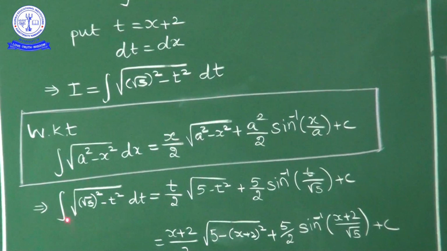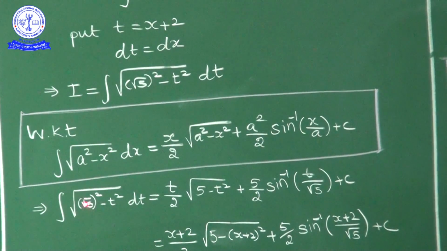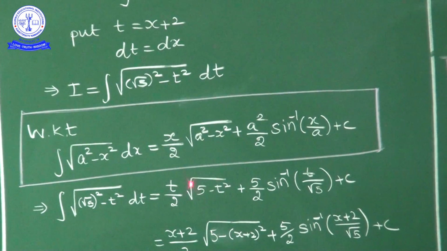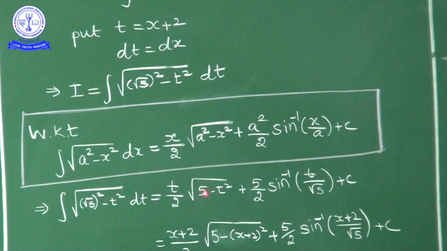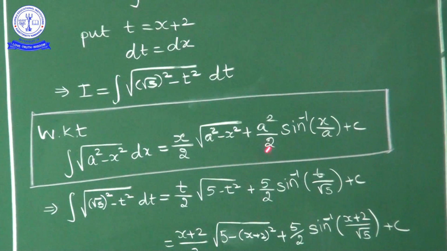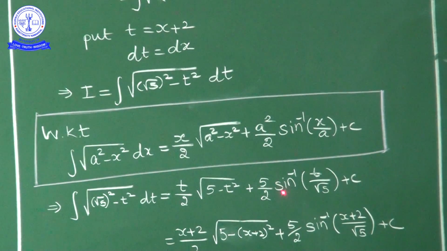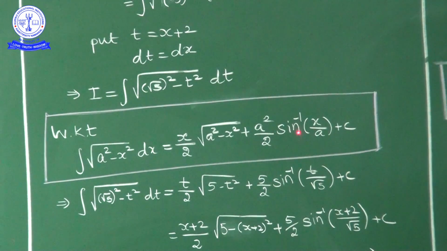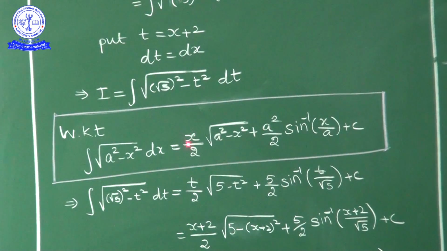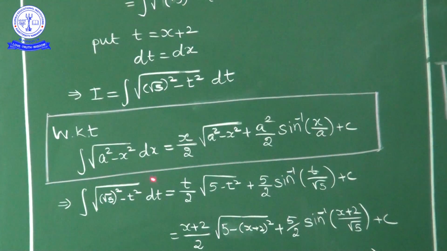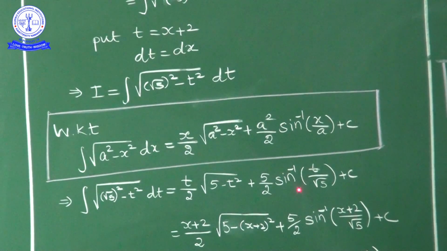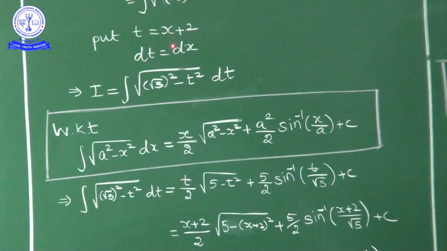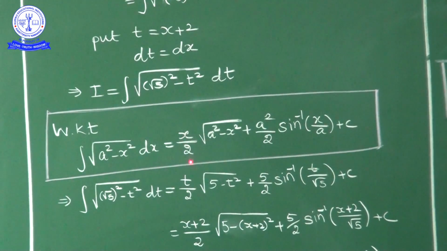I is equal to integral square root of (root 5) square minus t square dt is equal to t by 2 into square root of a square minus x square, nothing but 5 minus t square, plus a square by 2, 5 by 2 into sin inverse of t by root 5 plus c. Same formula, in this formula x is replaced by t and a is replaced by root 5. Okay. Now what is t? T is x plus 2, no? So substitute in place of t, x plus 2.